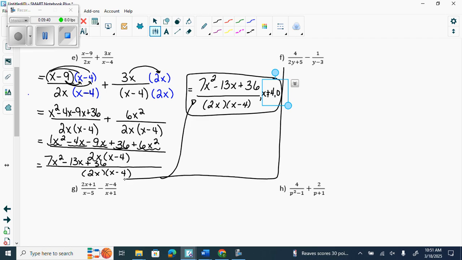So when you get a monomial and a binomial, life is easy. You just multiply by each other, correct? A lot of people get stuck. They're like, I don't know what to do. That's the easiest one. Don't use any brain matter. Just multiply them by each other. Okay? Let's look at f.